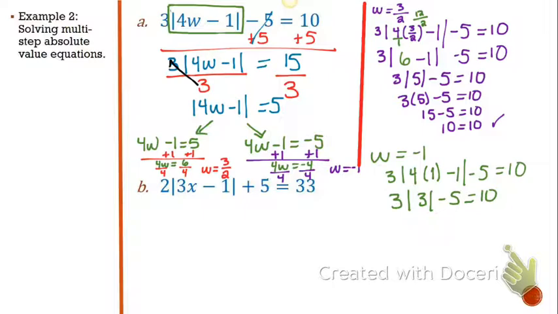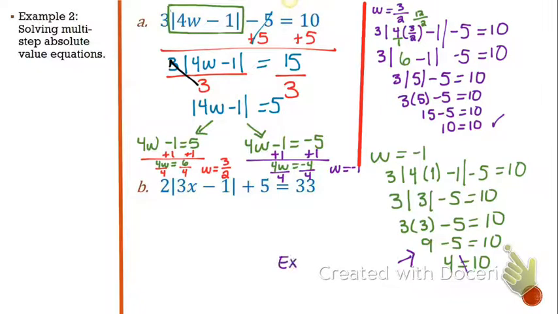Now the absolute value of 3 is positive 3. So now we can multiply 3 times 3 minus, subtract 5 equals 10. So we get 9 minus 5 equals 10. And now we have 4 equals 10. This is not true. So now we can go back to our vocabulary. That means that this right here is an extraneous solution. It didn't work out, right?